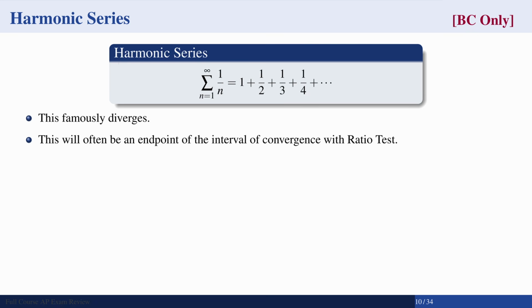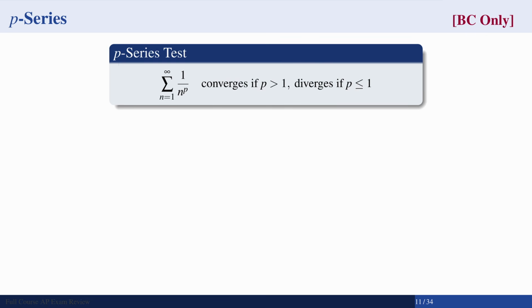So I would say when you're doing the ratio test, which we'll get to eventually, often one of the endpoints will give you the harmonic series. So you just say diverges, harmonic, and move on. Any constant multiple of this series will also diverge. So if you have a 3 over n or an 8 over n, you know that you're going to diverge. After harmonic, you definitely need to talk about p-series, because p-series are the series that the harmonic series divides.